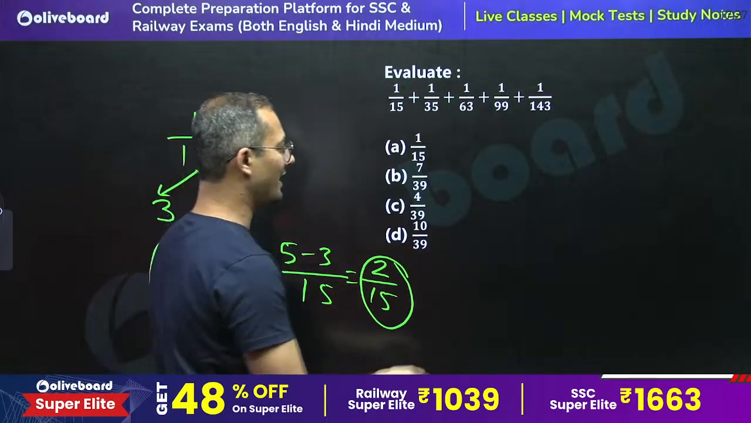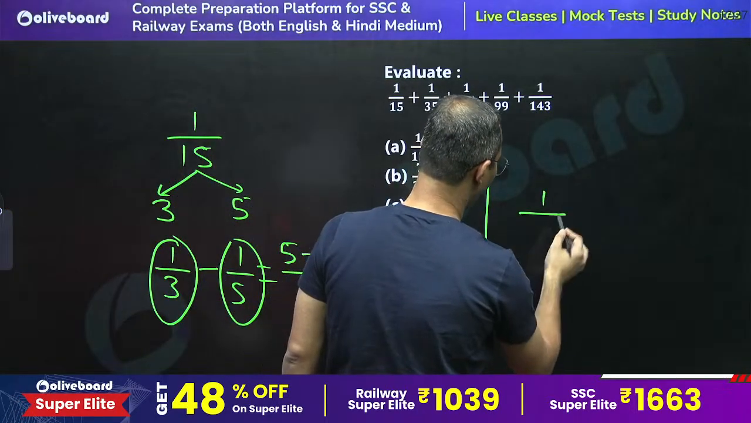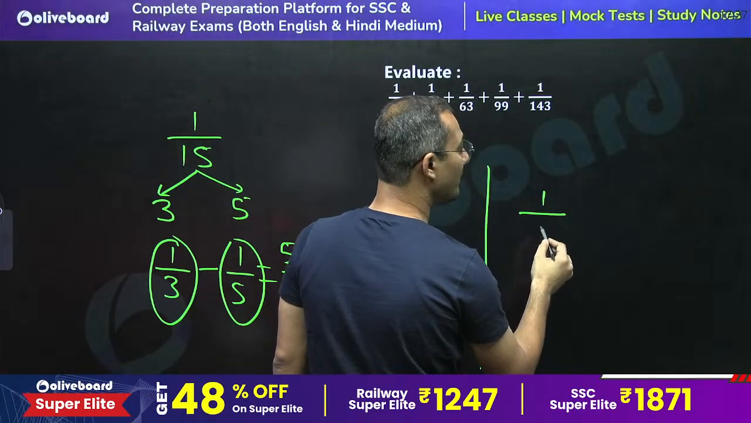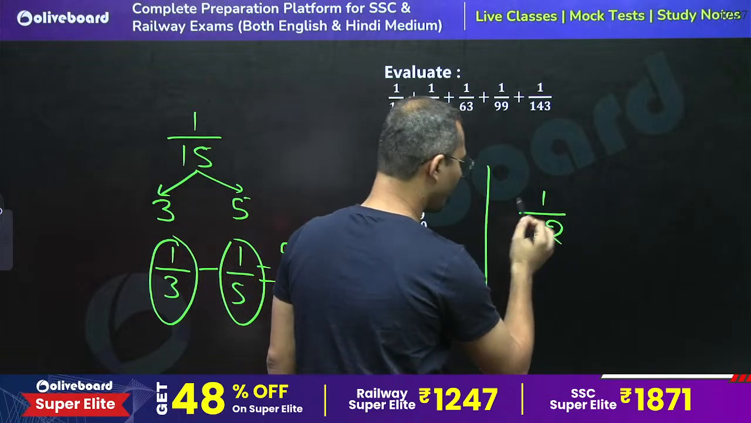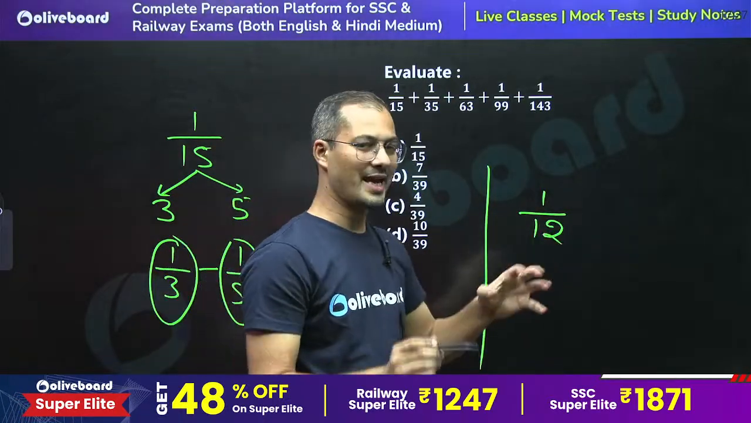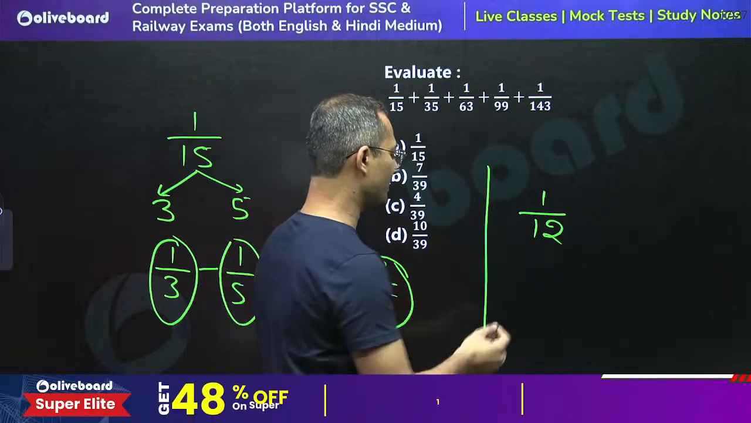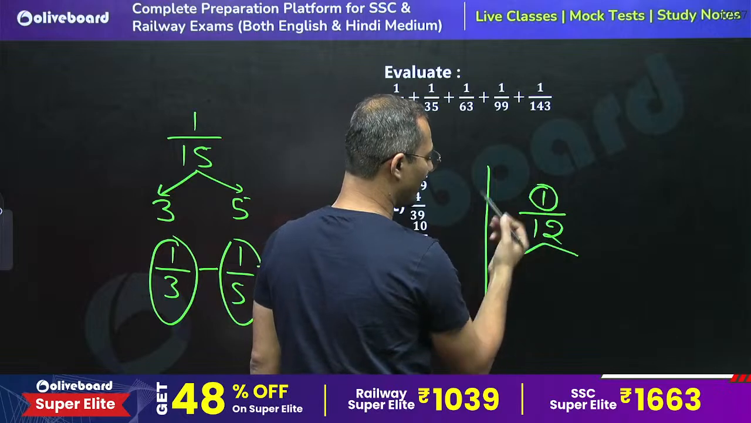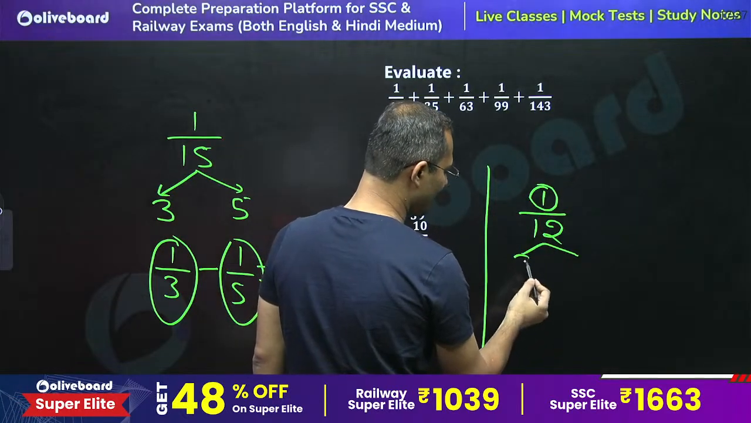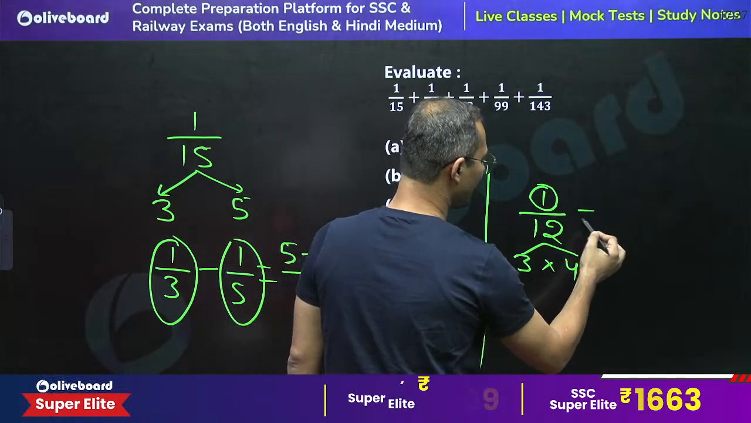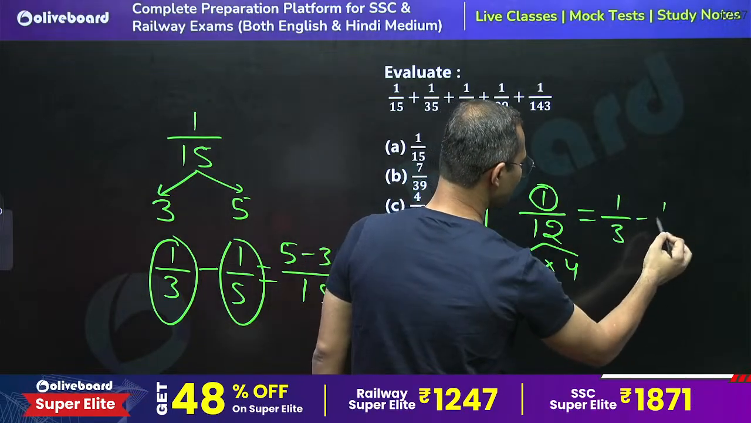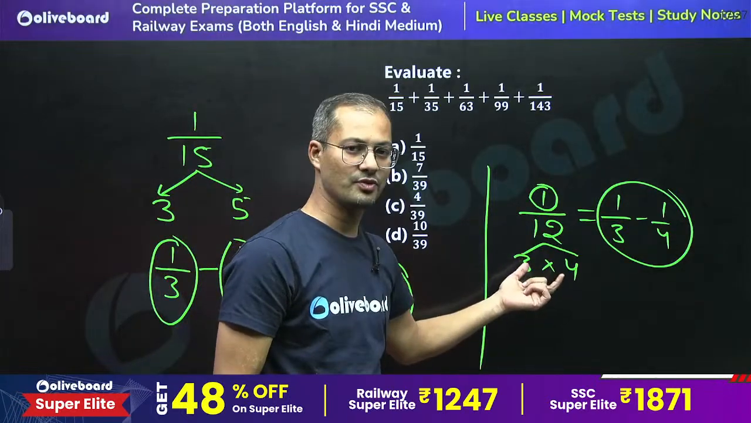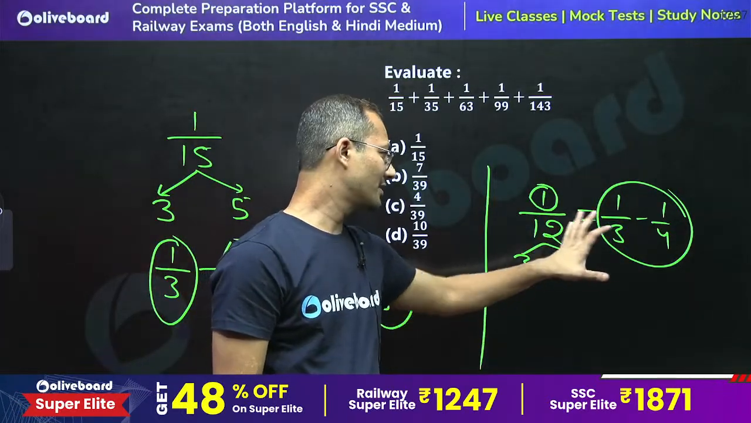If I take 1 upon, let's say, 12, it is any fraction, so we can break it into parts. Just take factors whose difference is the numerator. How much difference? 1. So 3 into 4 is equal to 12. Now we can easily break it, 1 by 3 minus 1 by 4. After solving this, I will get 1 by 12. Now the concept is clear.